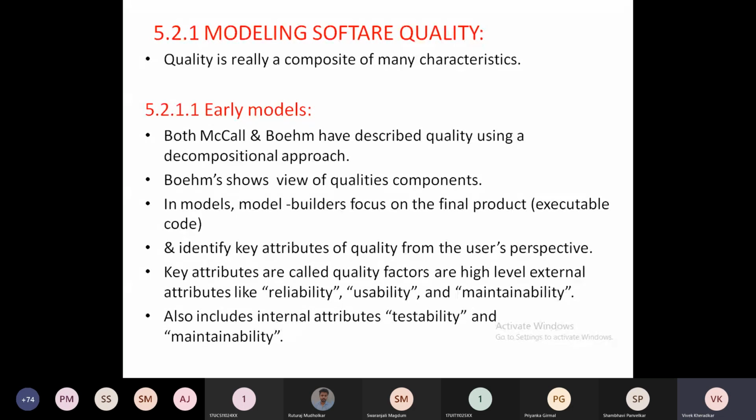The first is the model by which I measure the software quality, the early model. There are many early models defined for measuring software quality. Why do we call it the early model?